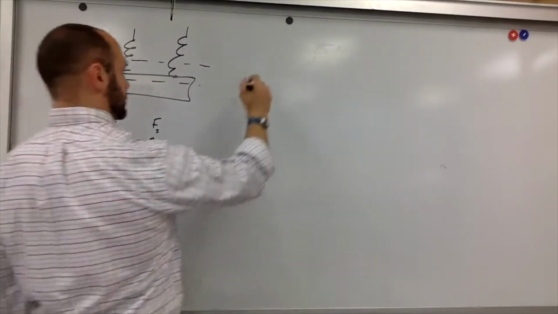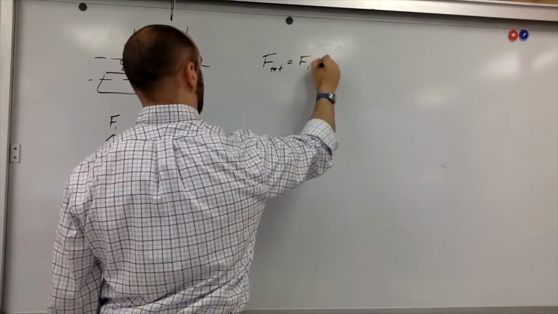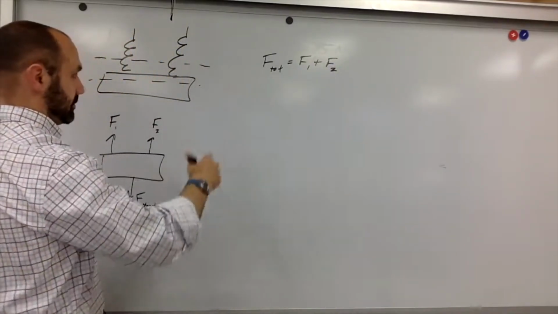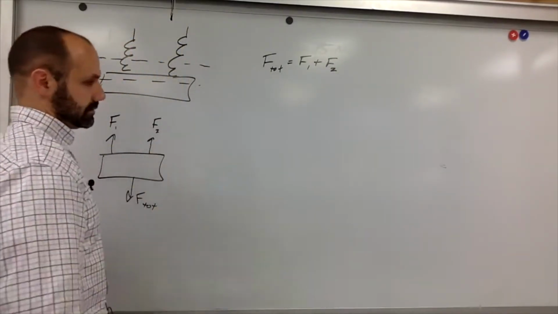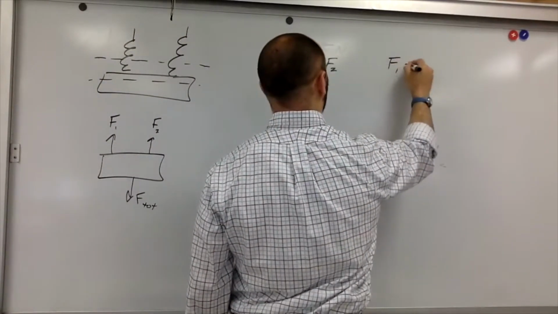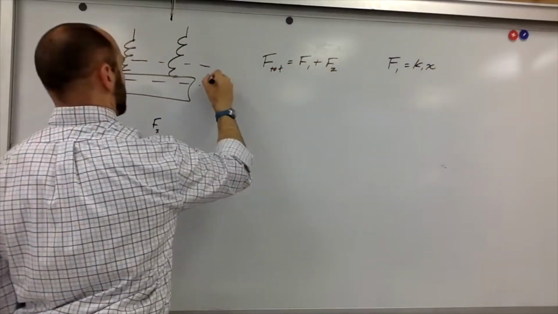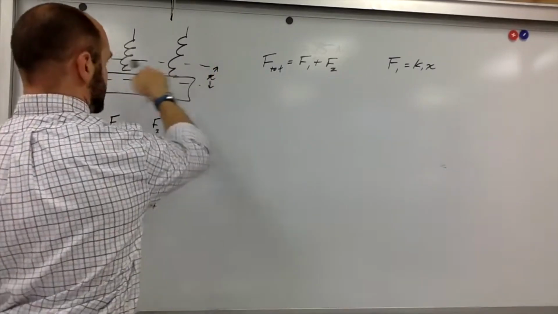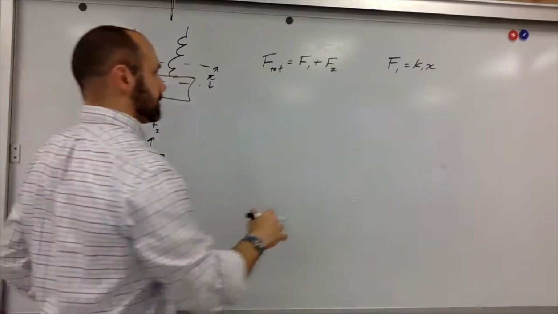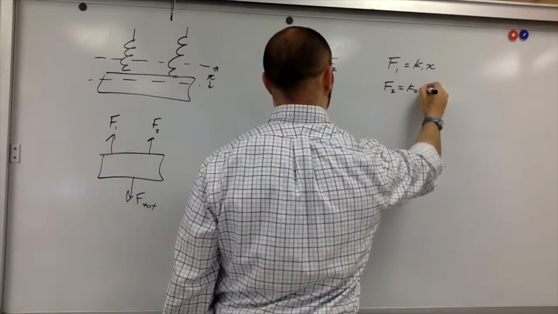And so I write out my rule here. F total is equal to F1 plus F2. Okay, well that's good, that's the forces. Now let's write out Hooke's law for each of these things. So F1 equals K1 times X. Now, because of the way I've attached these springs, I've got the same stretch on all 3. I just arranged it that way. And so I'm just going to leave this as X. F2 is K2 times X.